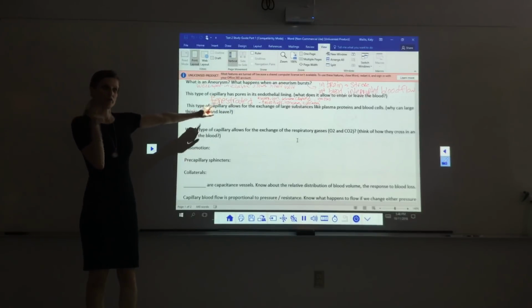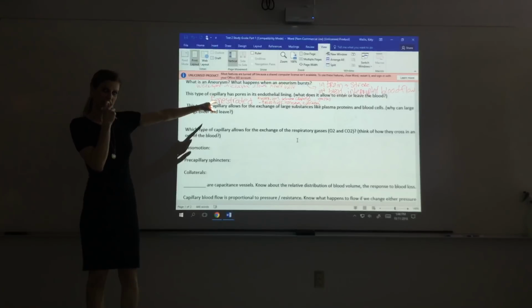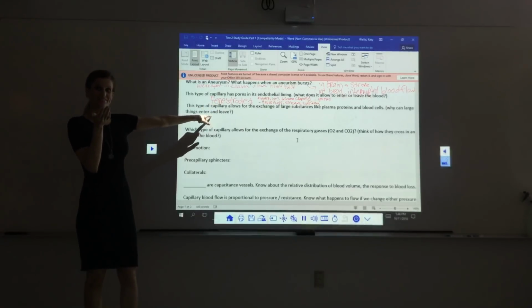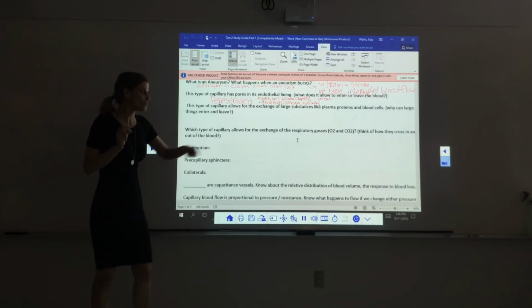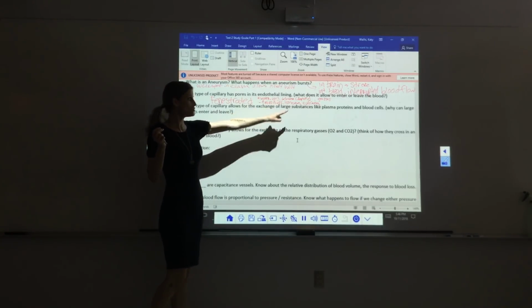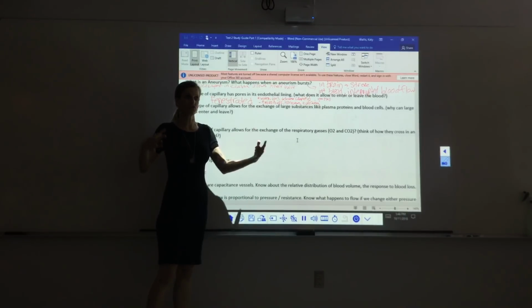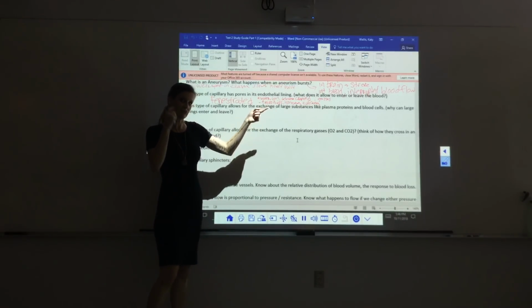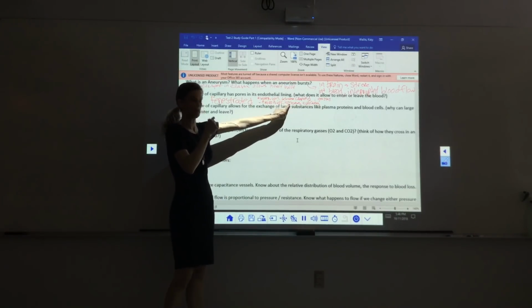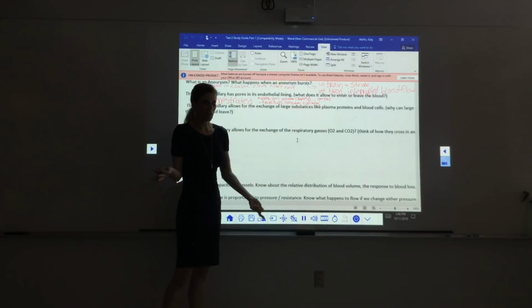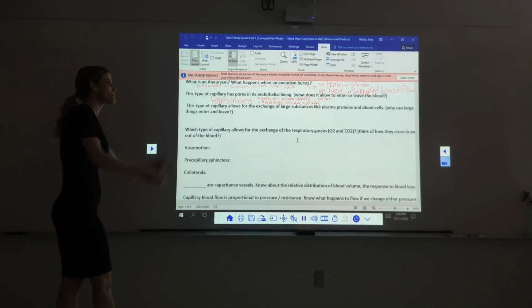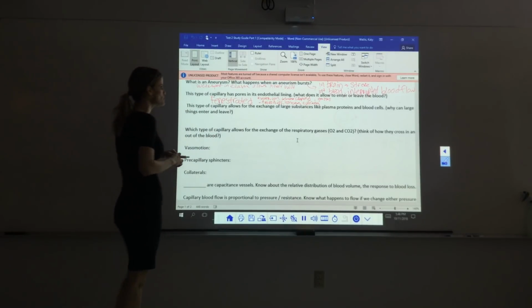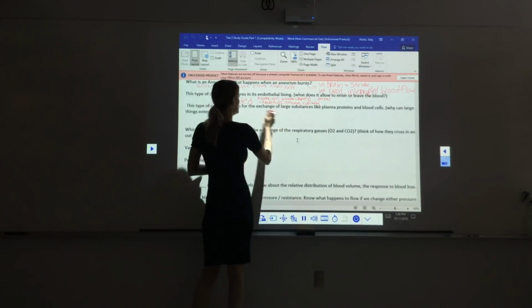The kidneys, where we filter out big stuff from the blood. Where else? Intestines, right? And the intestines, that's where we're absorbing tons of nutrients. So we need to absorb nutrients really fast, and we need to absorb like big macronutrients. So we need these fenestrated capillaries to do that. And then because of hormones in some endocrine glands where we make those hormones. This type of capillary allows for the exchange of very big substances like plasma proteins and blood cells.